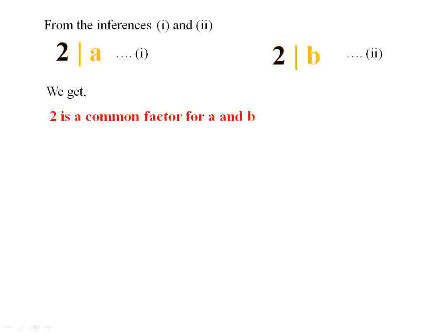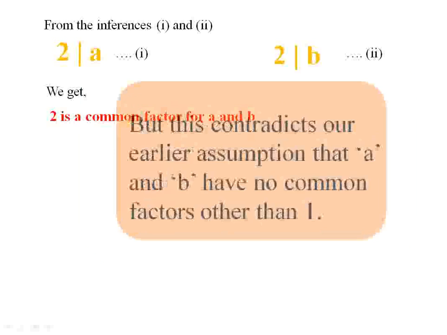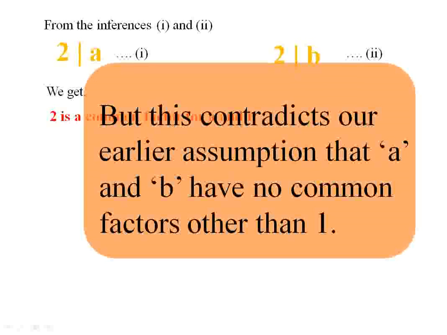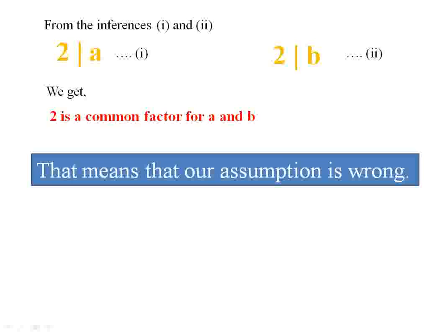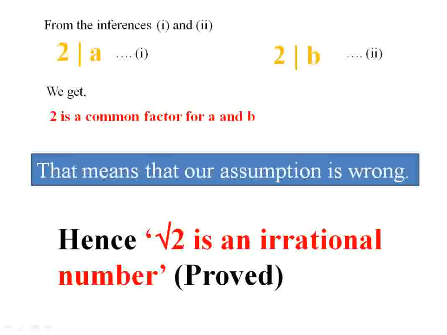From inferences 1 and 2 we saw earlier, that is 2 completely divides a and 2 completely divides b as well, we get that 2 is a common factor for both a and b. But this contradicts our earlier assumption that a and b have no common factors other than 1. This means our assumption is wrong. Our assumption was that root 2 is a rational number. Hence, root 2 is an irrational number.